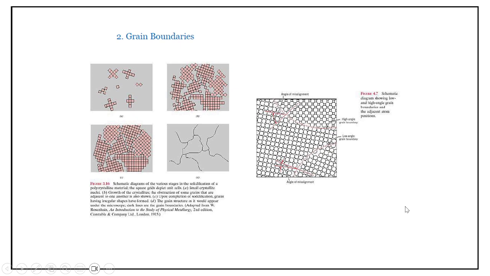The next type of planar defect is grain boundary defects. You can see the grain boundaries.